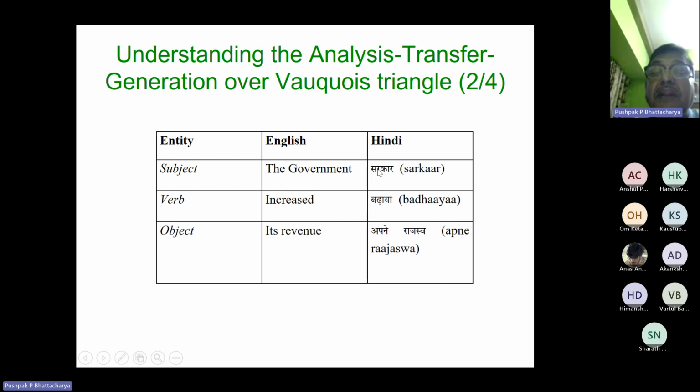The will not map to anything in the Hindi sentence. So first of all, we'll take care of absolutely the skeleton of the sentence, without which the sentence will not be able to hold together. So the core sentence is Sarkar Badhaya Rajaswa. Hindi word order would be Sarkar Rajaswa Badhaya.